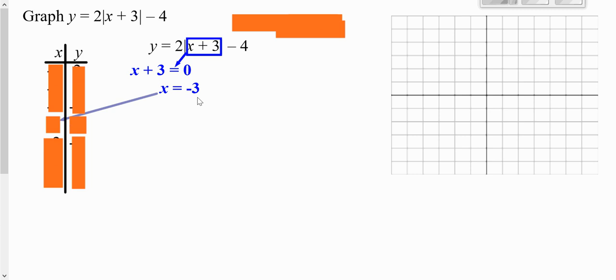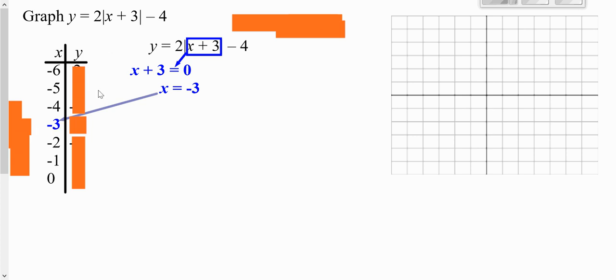This number right here is what you're going to put in the middle of your t-chart, your xy chart. Then you're going to choose 3 numbers on each side of that: 3 above it, and then 3 smaller ones below it. Now, all we're going to do is take these numbers, plug them in, and find the y values.